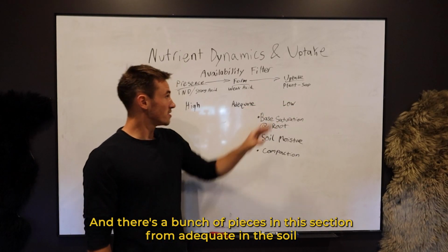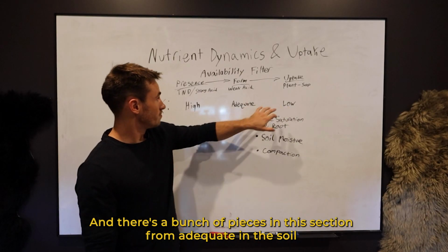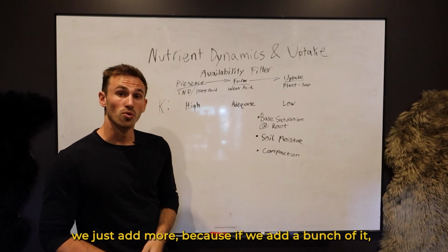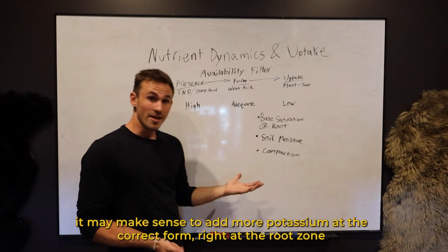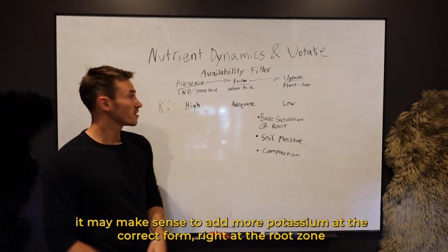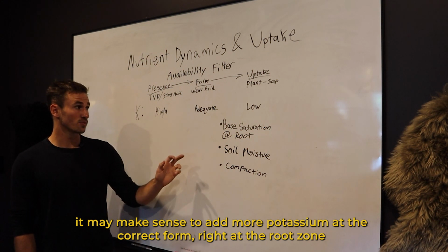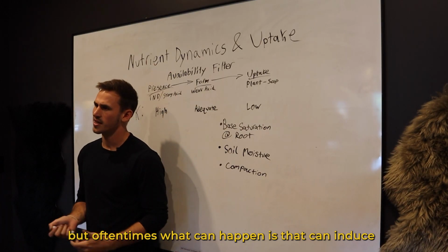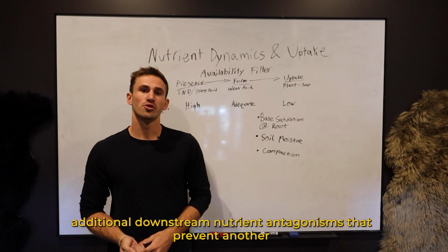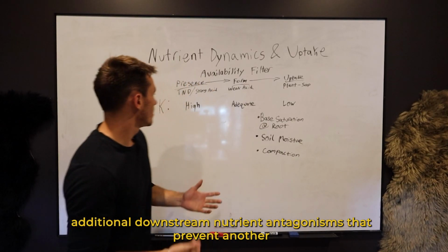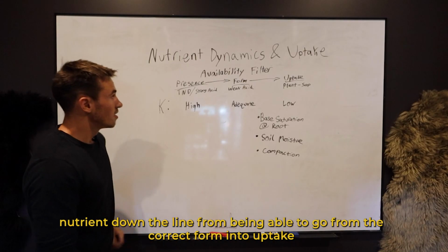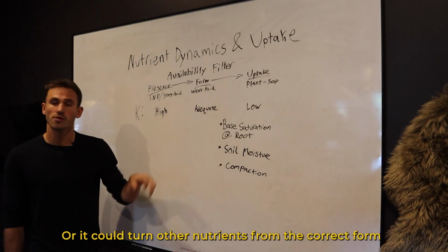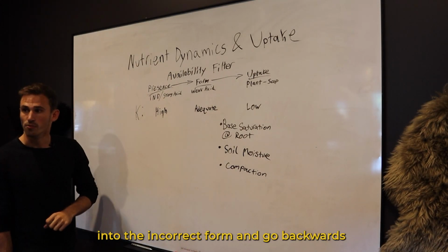The nutrients are going to be moving in the soil solution from the soil into the plant. And there's a bunch of pieces in this section, from adequate in the soil to low in the plant, that we need to look at before we just add more. It may make sense to add more potassium in the correct form right at the root zone to increase this. That may be the correct decision, but oftentimes what can happen is that can induce additional downstream nutrient antagonisms that prevent another nutrient down the line from going from the correct form into uptake, or it could turn other nutrients from the correct form into the incorrect form and go backwards.